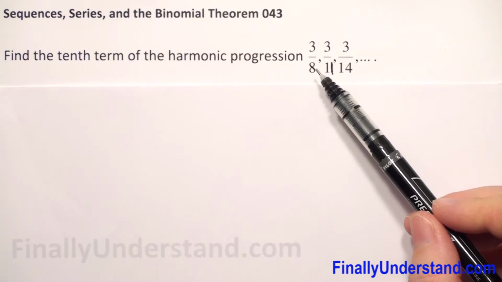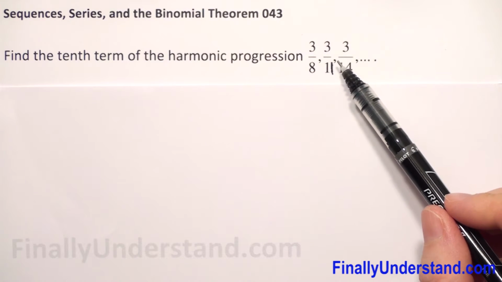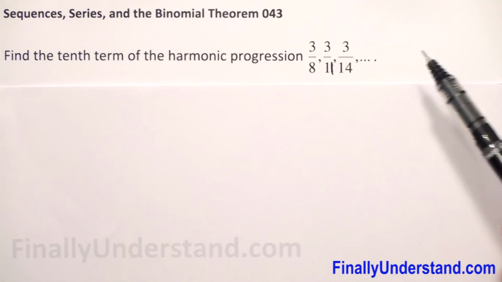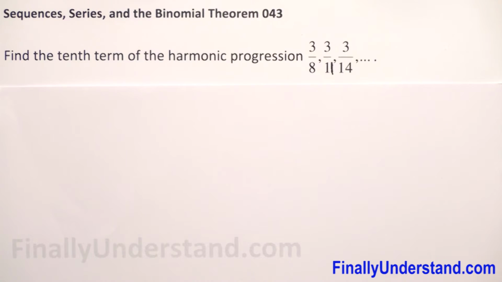Find the 10th term of harmonic progression. We have given first term 3 over 8, second 3 over 11, third 3 over 14, and so on. So first, what is harmonic progression? A sequence is called harmonic progression if the reciprocals of its terms form arithmetic progression.